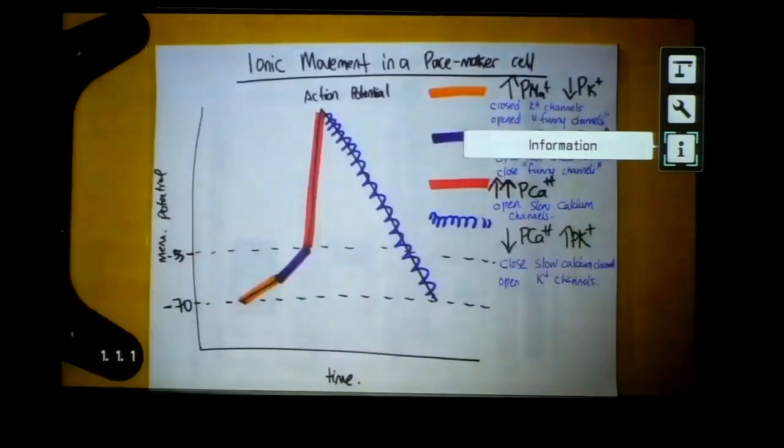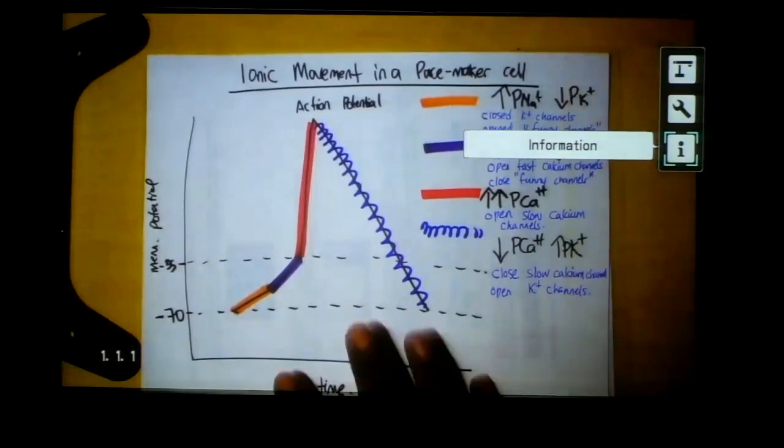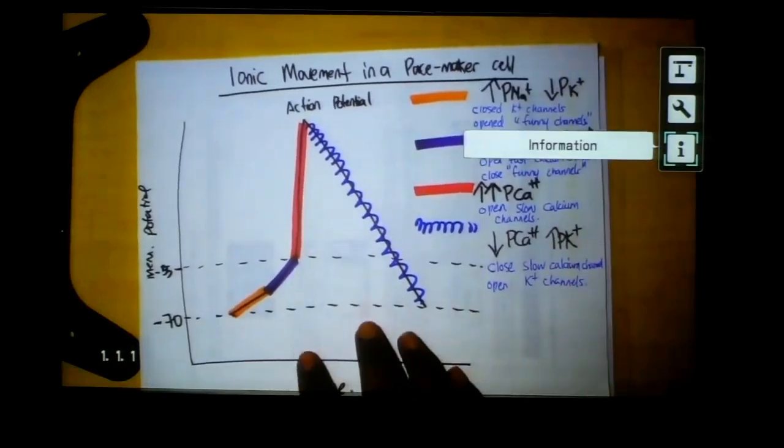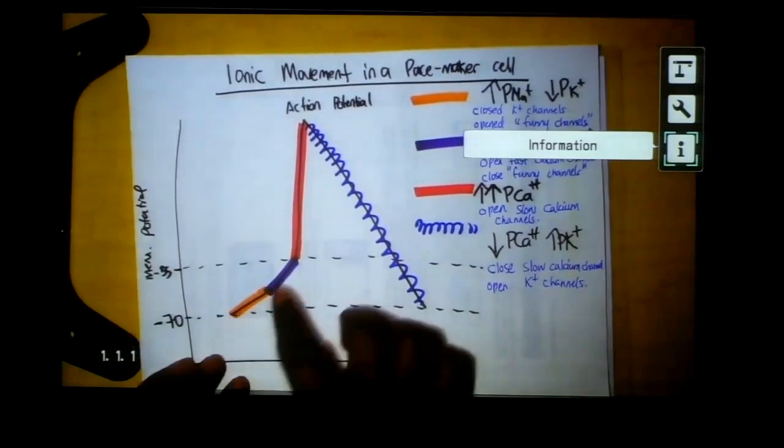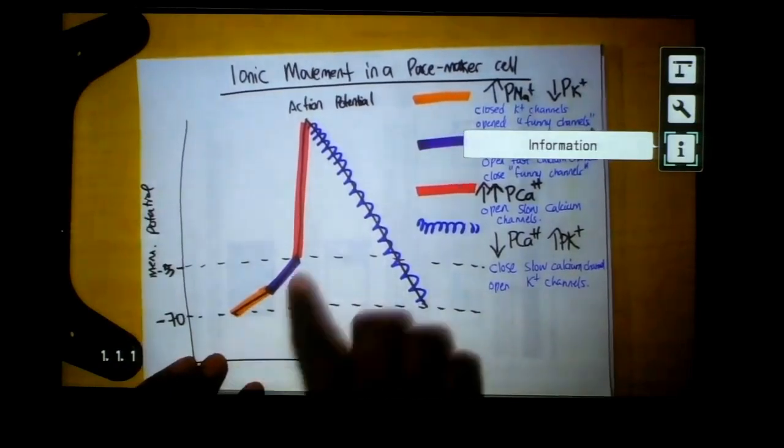Yeah, so this was in the contractile cell. Let's take a look at the pacemaker cell really quickly. So in the pacemaker cell, we had a different sequence of events, okay? We had a gradual depolarization happening here.